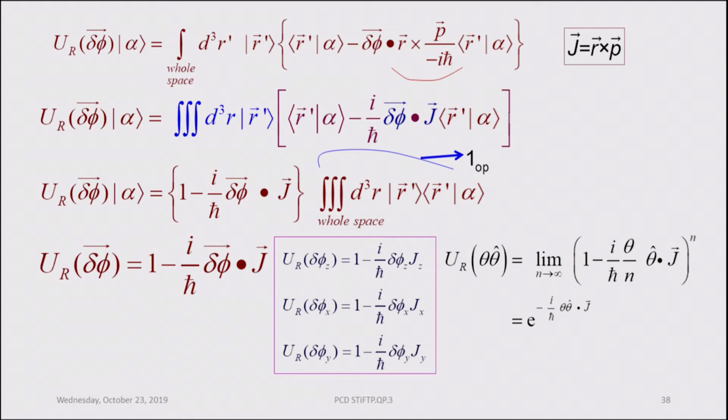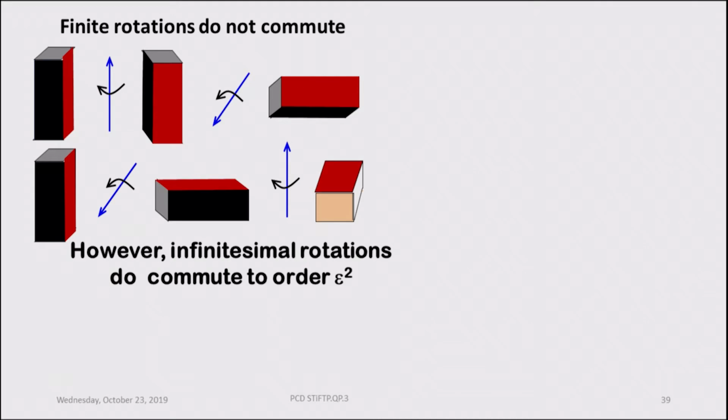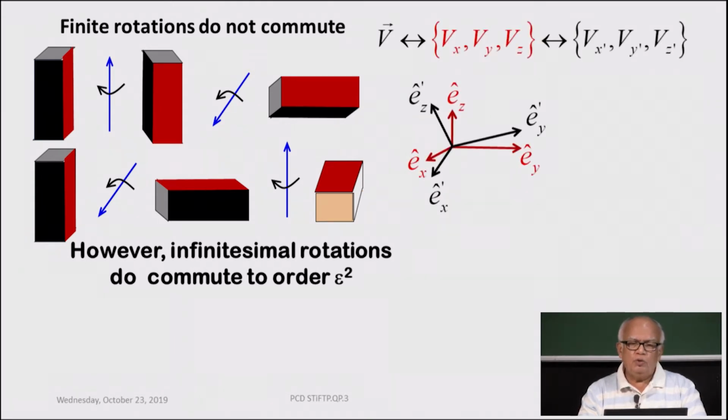If you do that, it is essentially the limit n tending to infinity of 1 minus i over h cross times the component of the angular momentum operator, operated n times in the limit n going to infinity, and that is nothing but the exponential operator that you see over here. So, this is the operator for finite rotations, which we know do not commute. We have discussed this in earlier discussions also. Infinitesimal rotations do commute to order epsilon square, but finite rotations do not commute.